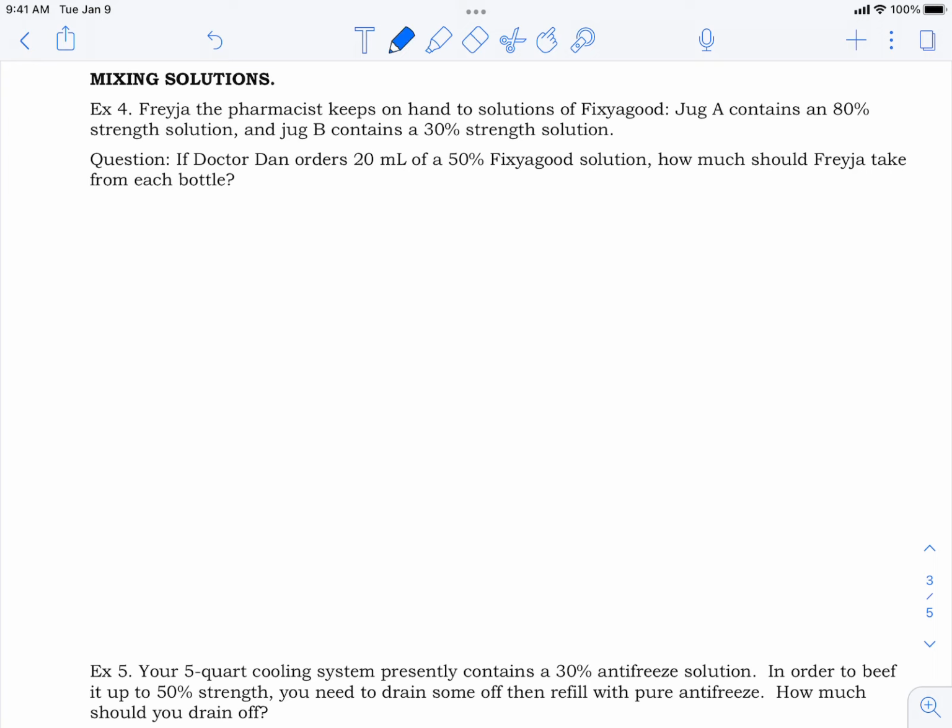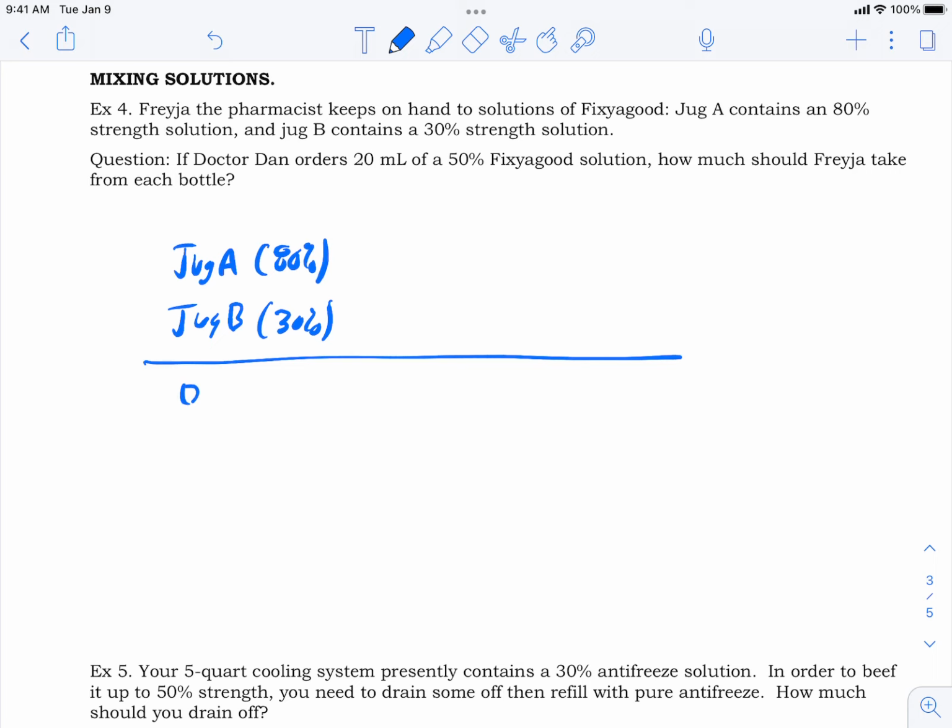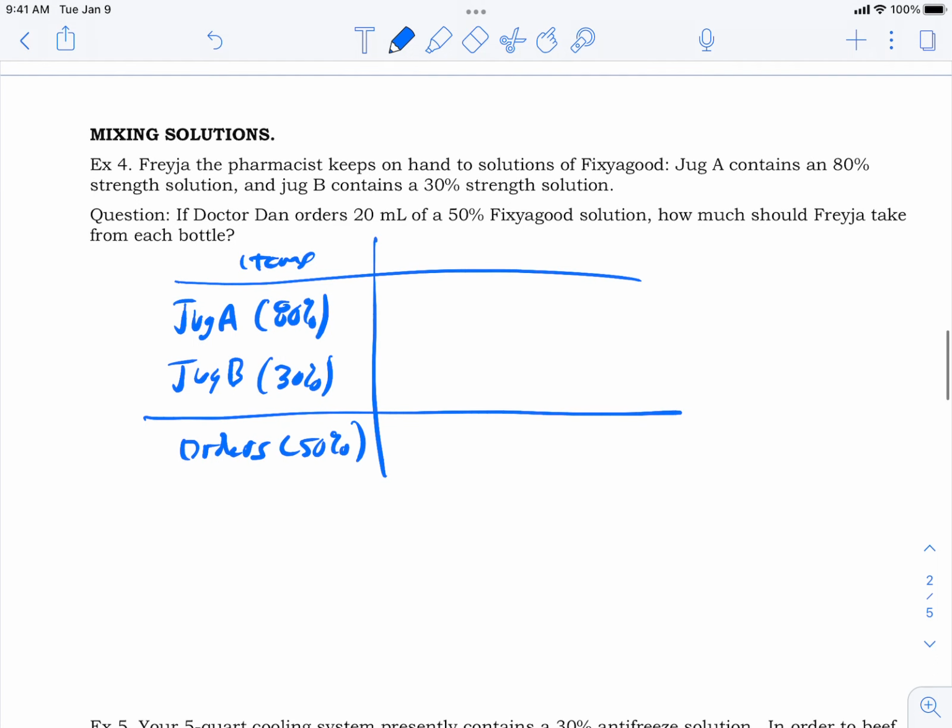So we'll start by making a table. We have this jug A that we're thinking about, and the jug A contains an 80% solution. We have the jug B, which contains a 30% strength solution. And then we have Dr. Dan's order. And what he's ordering is a 50% strength. Okay, so there's my items over here. I got the jug A, the jug B, and what the doctor orders. Doctor orders 50%. So we got to keep track of 2 things. Now, there's the amount that you grab, I guess. The amount used. And what's the other thing?